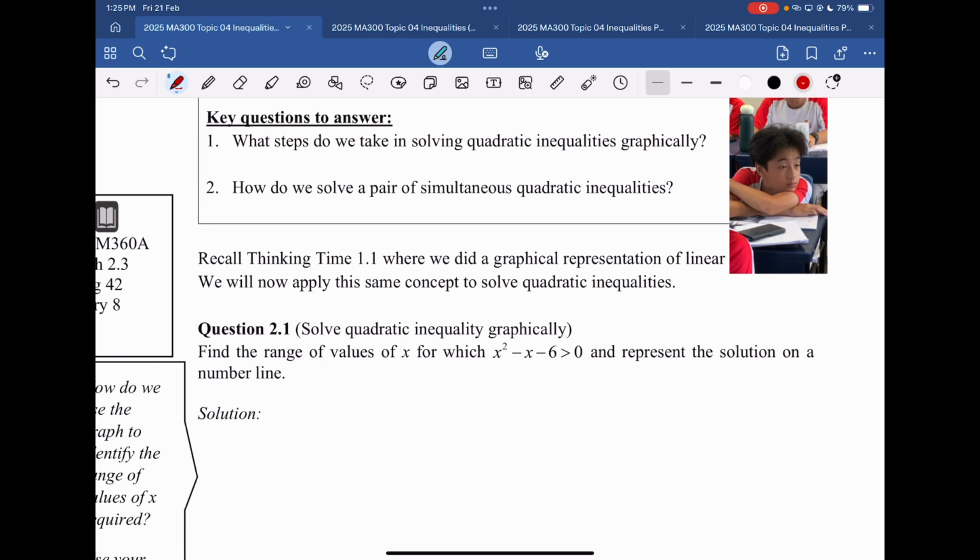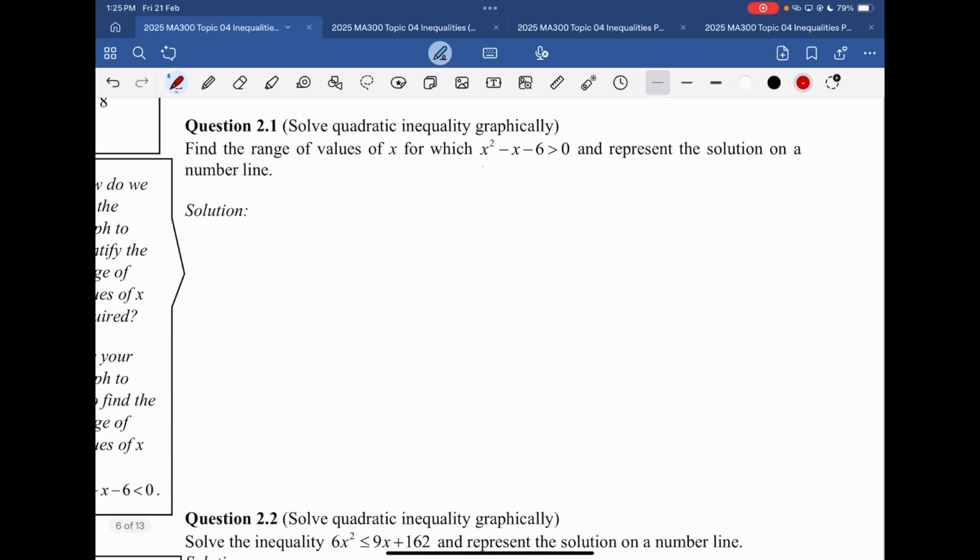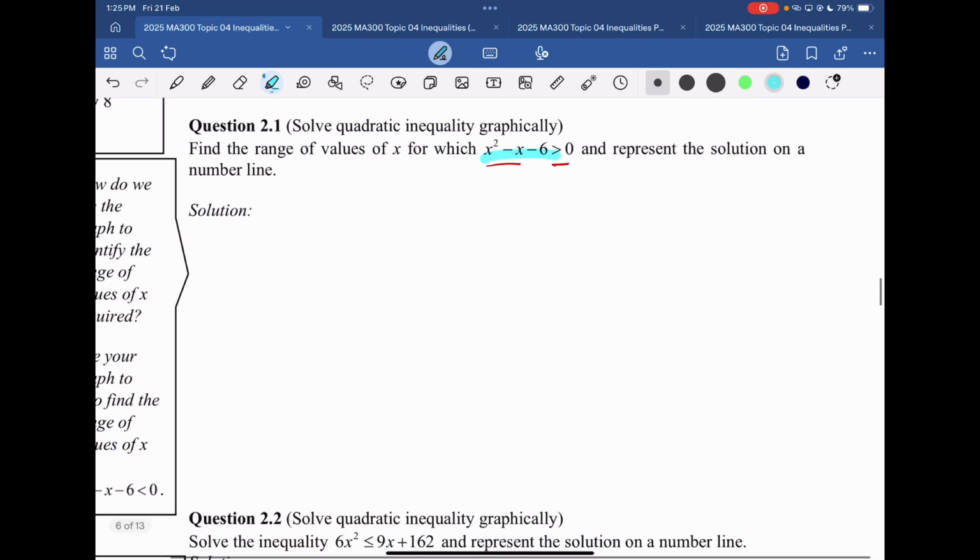Find the range of x for which this graph is more than 0, and then you represent the solution. This is quadratic because it's power 2, quadratic inequality. So if I look at this, more than 0, step 1, listen. You sketch y equals x squared minus x minus 6.